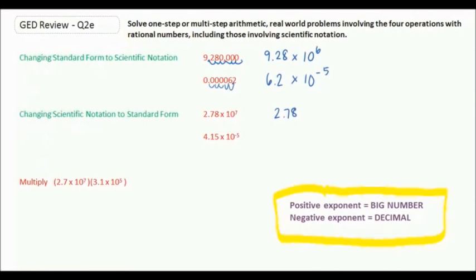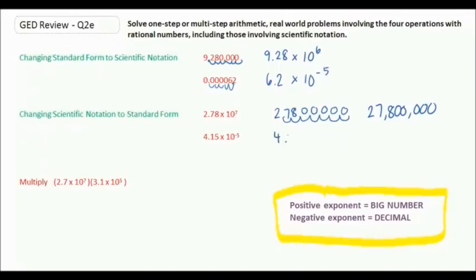And since it's 10 to the 7th power, we want to move it 7 places. Now, since it's a positive 7, it means we're creating a big number, so we want to slide that decimal point to the right. So we're going to start here and move it 7 times. So 1, 2, 3, 4, 5, 6, 7. And with all those blank spots, we're going to fill in zeros. So our final answer would be 27,800,000.